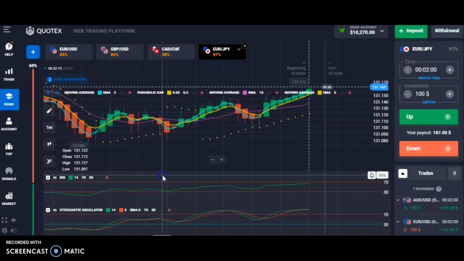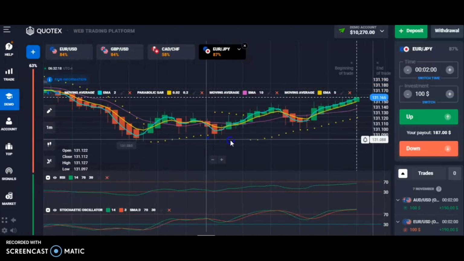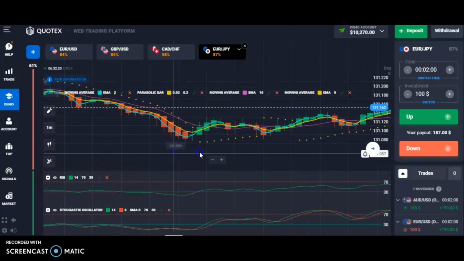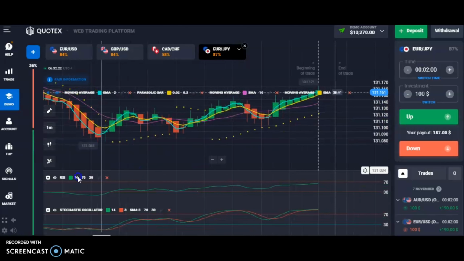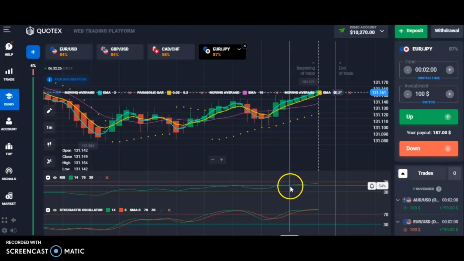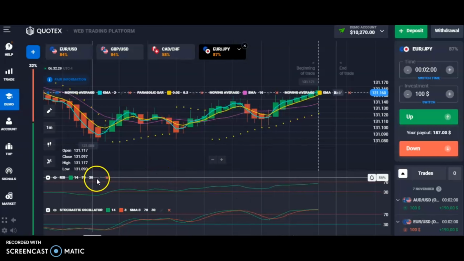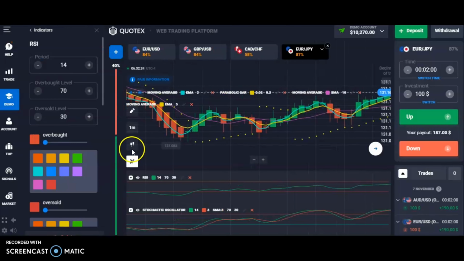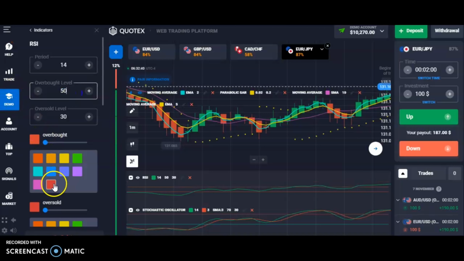The same thing works when the RSI is up here, like around the 50 range. More than likely it would be a downtrend. Let me fix this because I like to put it on the 50 overbought, oversold. I like that one to be green.